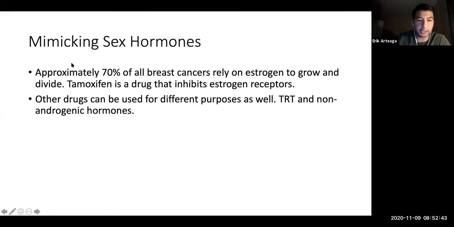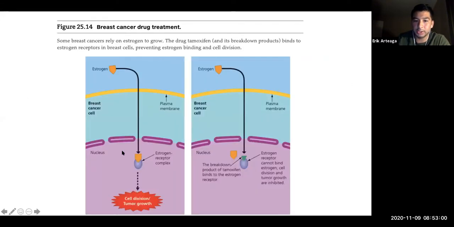All right, so mimicking sex hormones. So approximately 70% of all breast cancers rely on estrogen to grow and divide. Tamoxifen is a drug that inhibits estrogen receptors, right? So I'll just go forward to the next one. So tamoxifen again is going to be a competitive inhibitor to estrogen on this androgen receptor complex, right? So if estrogen is present in the body, those cancer cells can grow, right? This will stimulate this estrogen receptor complex.